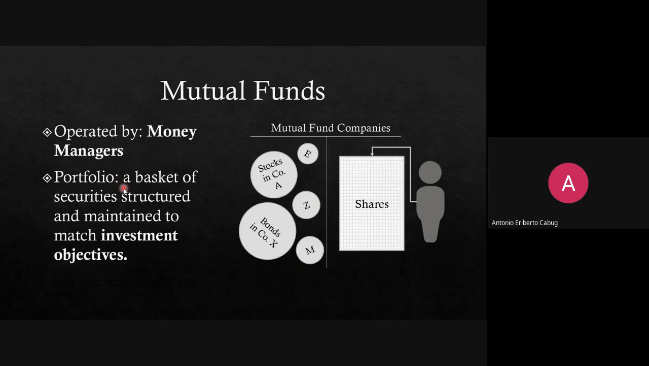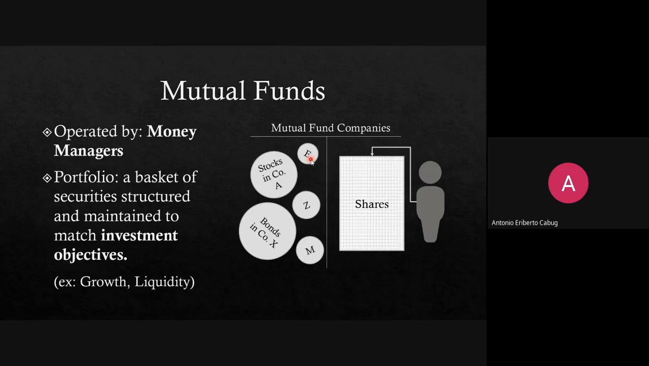A portfolio is a basket of securities structured and maintained to match investment objectives. Investment objectives may include the following: growth, liquidity, etc. When the objective is growth, the mutual fund company should look for shares of stock that are expected to grow at a faster rate than the entire economy.